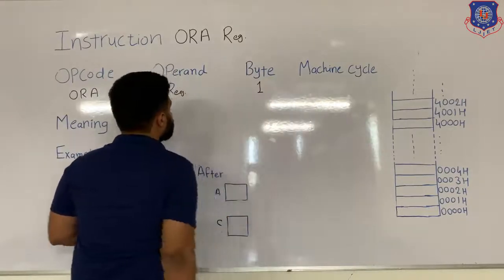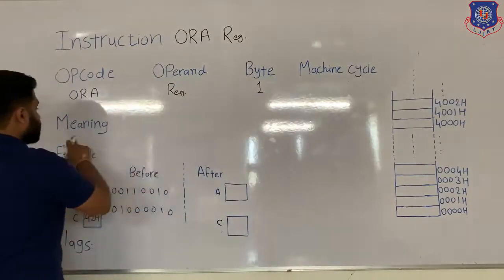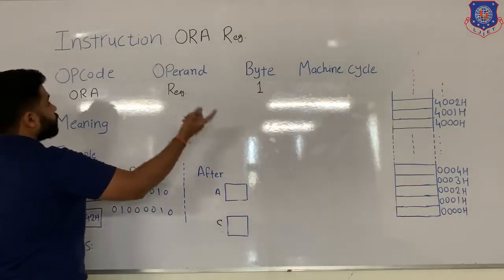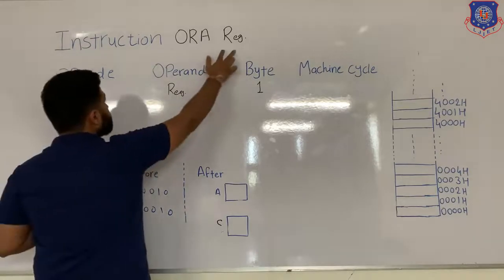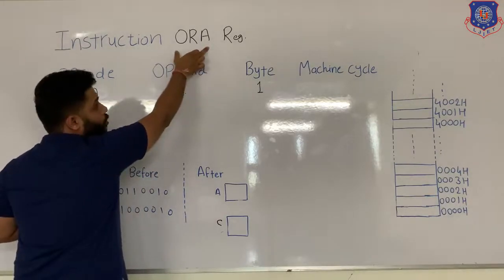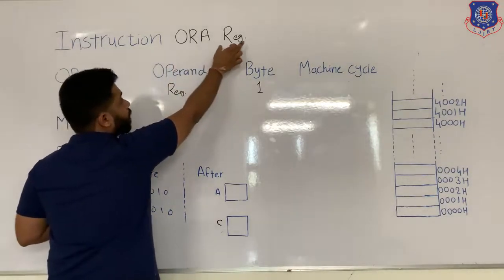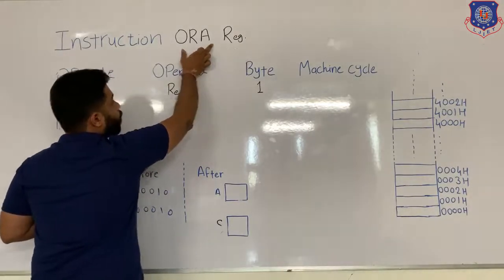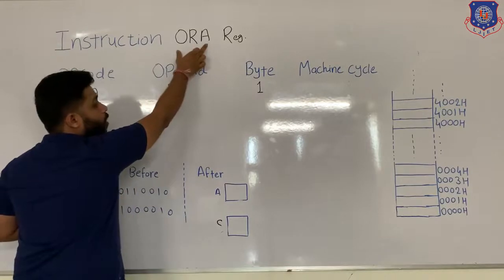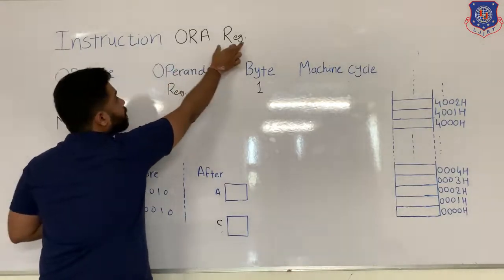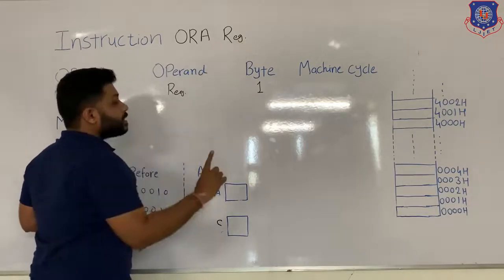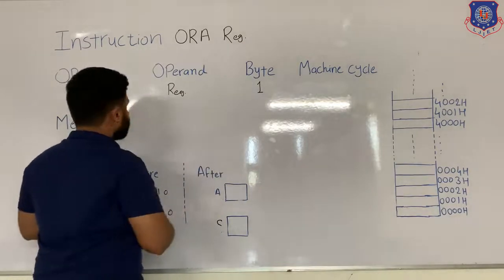Machine cycle will be discussed later. Before that, let's see the meaning of the instruction. So what is the meaning of ORA register? ORA register means the logical OR operation between the content of register and accumulator. An answer will be stored in the accumulator.